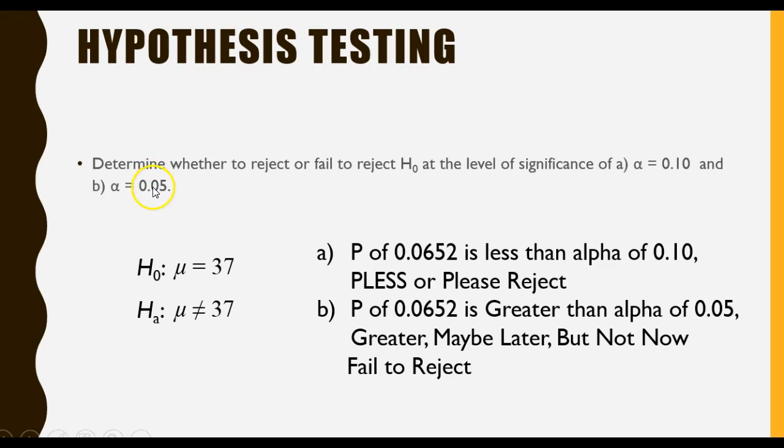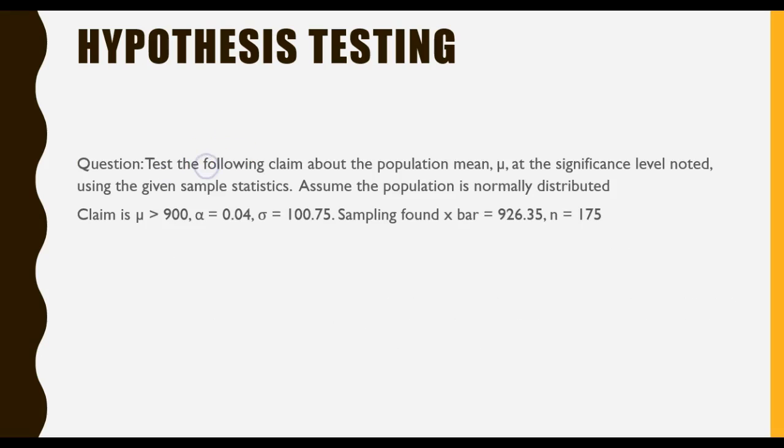However, in B, the level of significance is down to 5%, or 0.05. Comparing 0.062 to that value, it's greater. If p is greater, maybe later, but not now. So do not reject the null. We fail to reject the null.